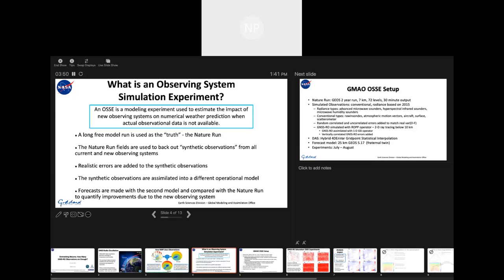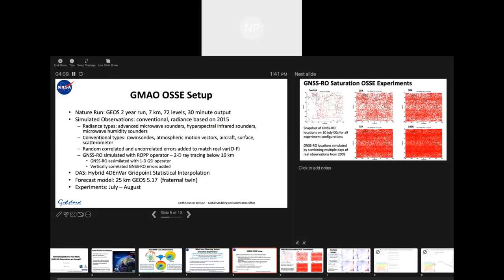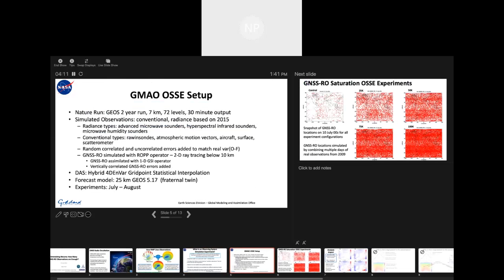And we assimilate them into a different operational model than the one that was used to make the nature run. And we can do experiments with them because everything is simulated. We can use this as a very sophisticated kind of toy to look at all kinds of different combinations of potential future observing systems. Okay, so we have in-house at GMAO a global OSSE setup for numerical weather prediction.